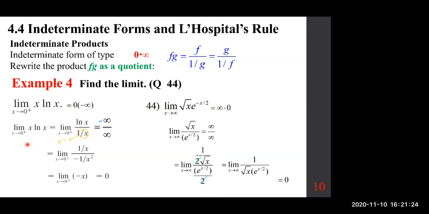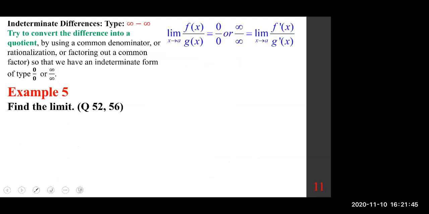So the form 0 times infinity or negative infinity, we can make it such that it becomes 0 over 0 or infinity over infinity. By the way, if you move them the other way around, in both cases it would become 0 over 0. Whatever is easier to differentiate.